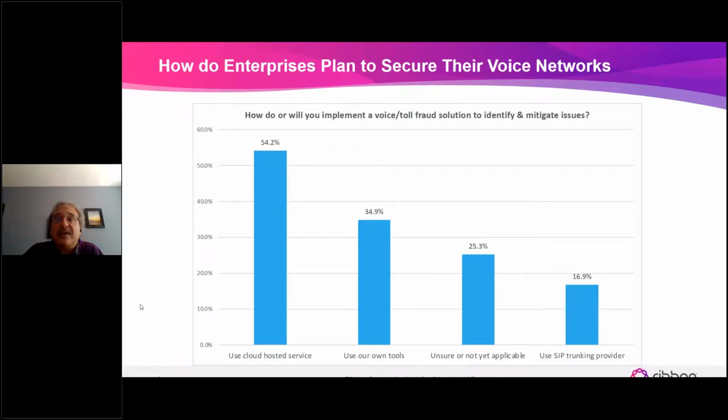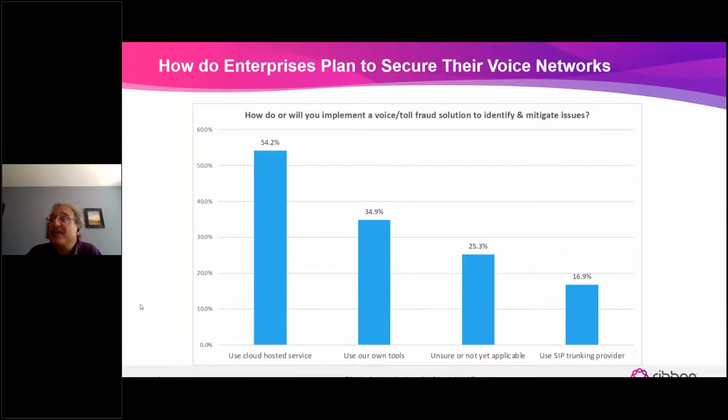Metrigy also asked the survey respondents, how did they plan on implementing a voice/toll fraud solution? A good side note, it appears the Metrigy survey allowed participants to answer this as multiple choice, since the percentages add up to more than 100%. But as you can see, more than half intended to use a cloud-hosted solution. Again, 35% said they were going to use their own tools. So some of those may have been cloud-hosted, but my guess is many were potentially using third-party cloud-hosted services. And my guess is that percentage is probably higher now if that same question got asked.